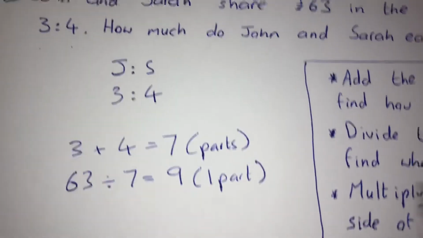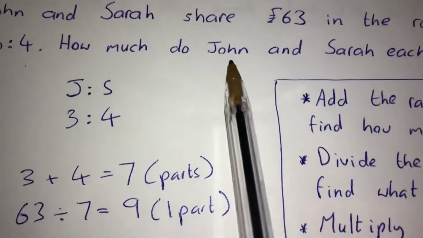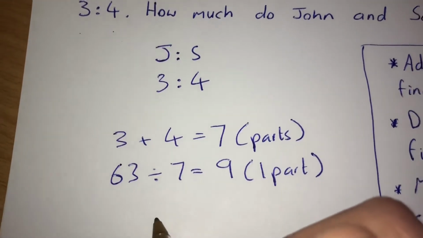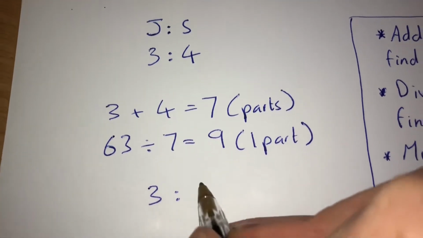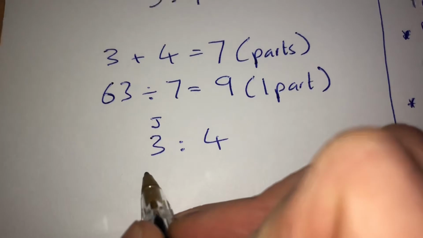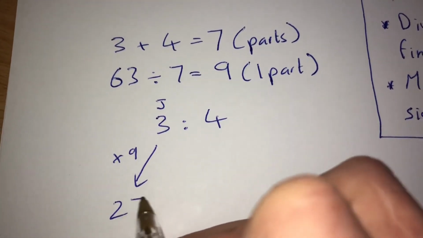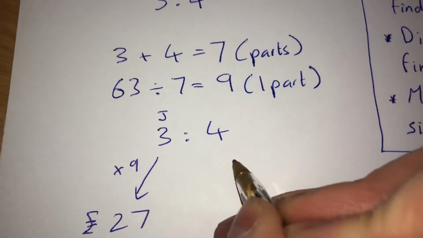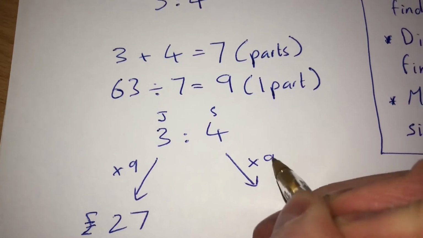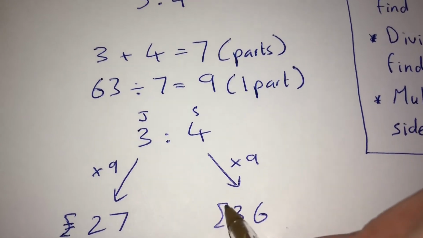Now the last thing I have to do is multiply the relevant side of the ratio. In this case, I'm trying to find how much John and Sarah each get, so I'm multiplying both sides of the ratio. Remember, the 3 is for John, he gets 3 parts. So I'm doing 3 times 9 for John, which is 27. So John is getting £27. Sarah is getting 4 parts, so she's getting 4 times 9, which is £36.